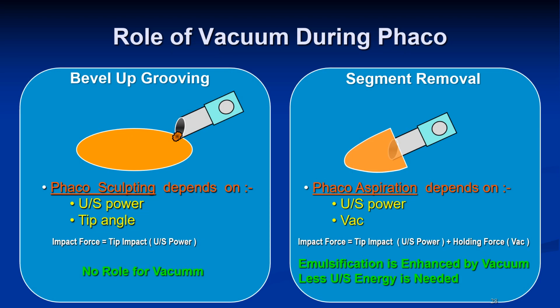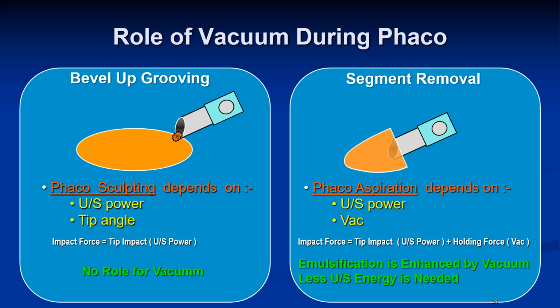In bevel-up Phaco sculpting, impact force is determined only by US power. Vacuum plays no role. So we have to increase US power with a harder cataract or change Phaco tip to a sharper one, which may be compromised by less occlusion during segment removal.